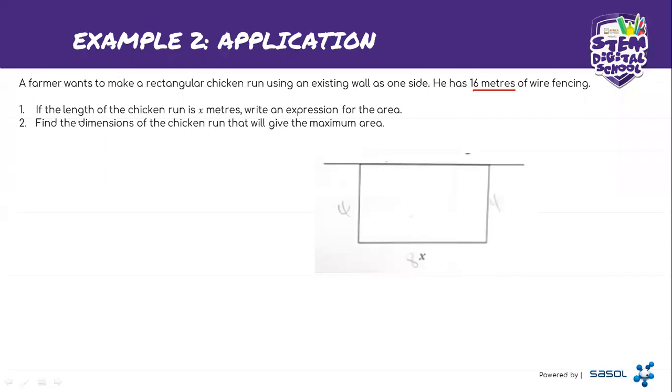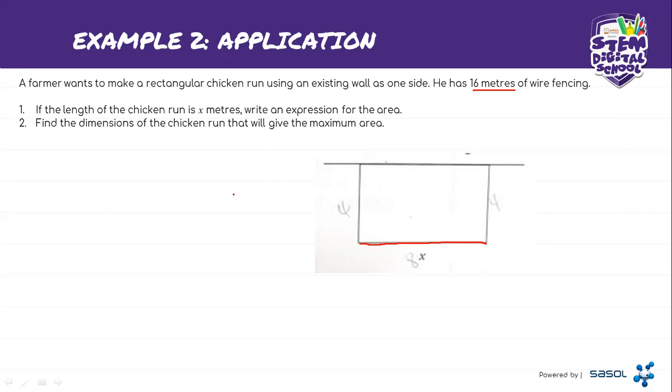Then the first question says, if the length of the chicken run is X meters, the length, meaning from this point here to this point, then the length is X meters. Write an expression for the area, right?